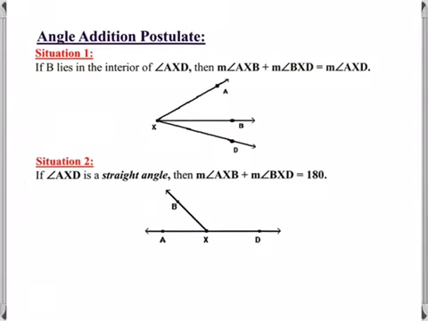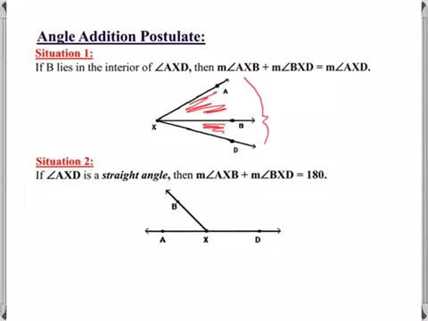So here we have the angle addition postulate. It's a lot like the segment addition, but involving angles in this case. So for the first situation, if B lies in the interior of angle AXD, then we know that angle AXB plus angle BXD has to be equal to the measure of the entire angle AXD, since it's the two parts put together to make one whole angle.